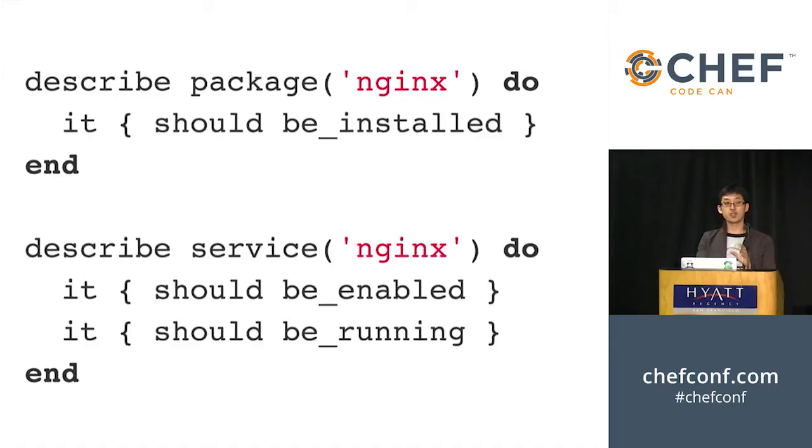This is the sample test code by Serverspec. This code is checking the nginx web server package is installed, and nginx service is enabled, and nginx service is running. You don't need to care how to test it. For example, on Red Hat Linux, Serverspec uses the rpm command to check the package installed automatically. And on Ubuntu Linux, Serverspec uses the dpkg command to test a package installed.